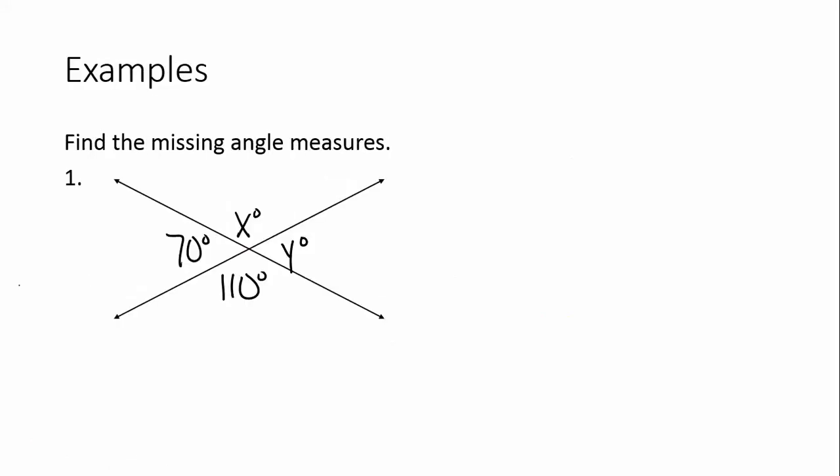So let's look at some examples. First, we want to find the missing angle measures from this picture. So we have two intersecting lines, and hopefully you remember that intersecting lines create vertical angles across from one another. So angle X would be 110 degrees, and angle Y would be 70 degrees.